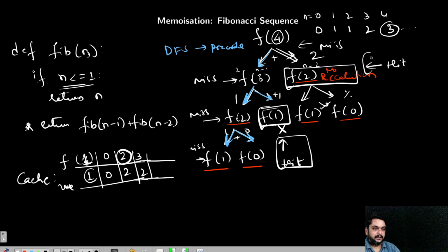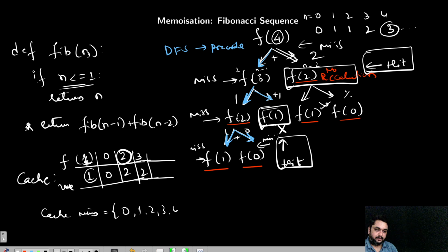So hit and then hit. So totally for this sequence, the exams also they may ask like this: how many misses happened? Okay, count the misses. Initially 4, 3, 2, 1, and then 0. This is also a miss. Okay, so cache misses are equal to, for f of the argument value when it was 0, 1, 2, 3, and 4. So 5 misses happened. How many hits happened?